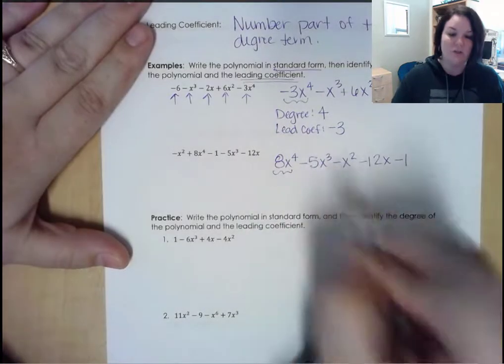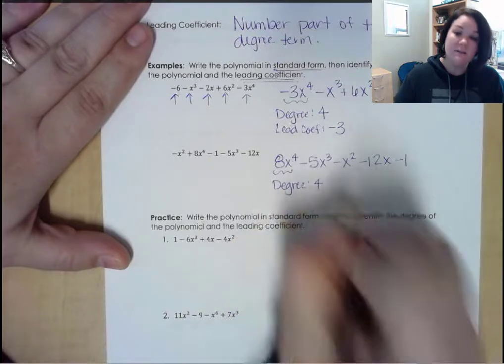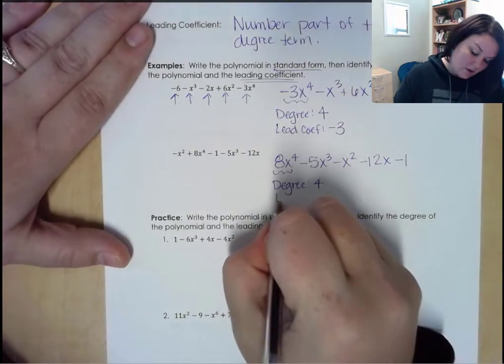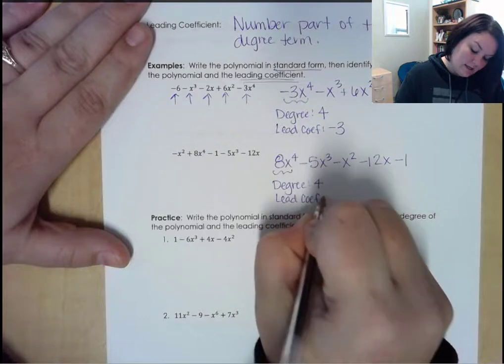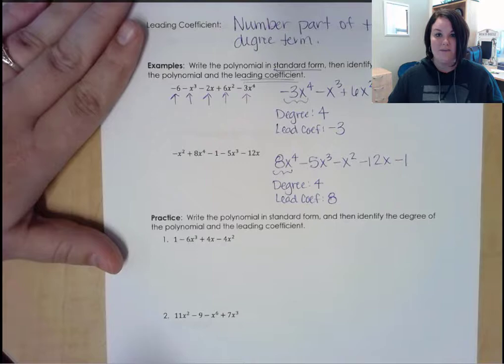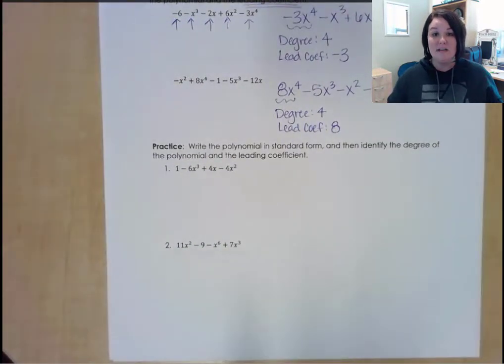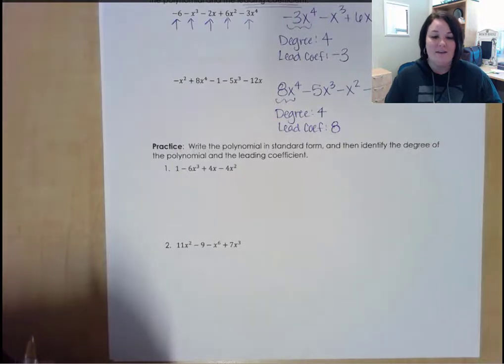This is our highest degree term. So that means that the degree of this polynomial is also 4, right? And our leading coefficient is the number part of that term, which in this case would be an 8. Okay, not too bad. So there are 2 at the bottom of the page. Go ahead and pause the video and work them, and then we'll go over them.